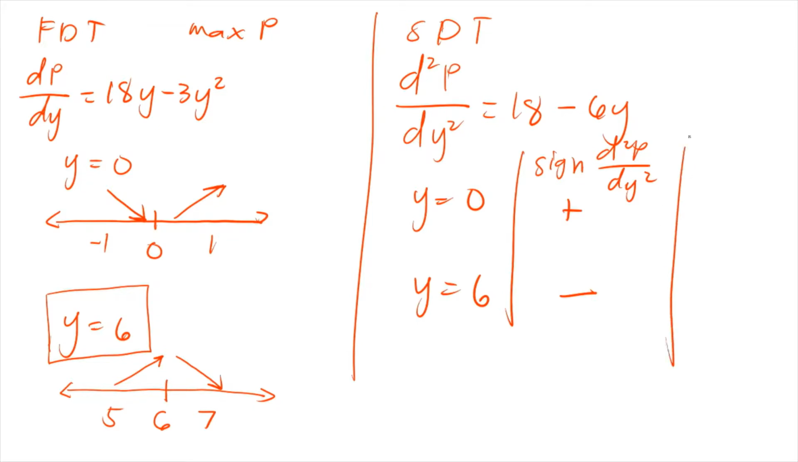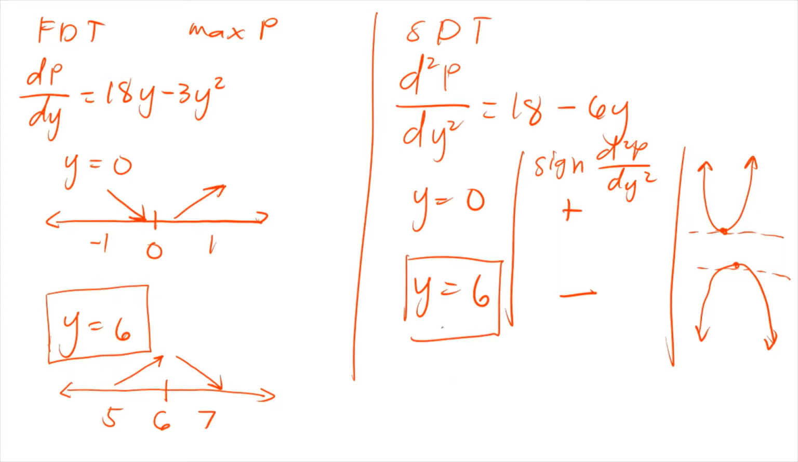If the sign of the second derivative is positive, therefore it's concave upward, right? If it's concave upward, then the critical value is a minimum. Now if the sign of the second derivative is negative, it's concave downward, and so the critical value is a maximum. Therefore y equals 6 will give a maximum product.